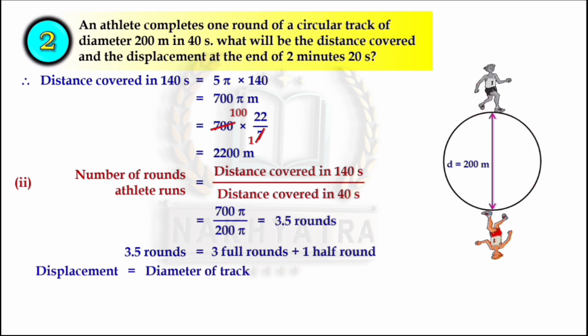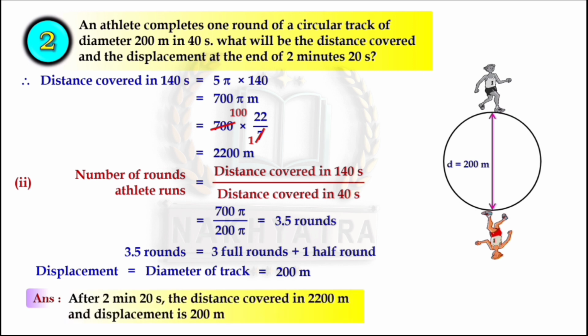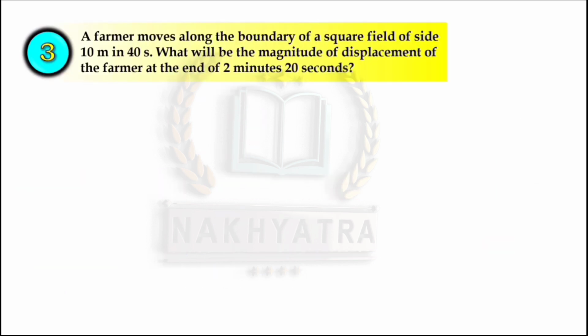So here the displacement equal to diameter of track equal to 200 meter, right? This is the displacement, so it is 200 meter. So the answer is after 2 minutes 20 seconds, the distance covered is 2200 meter and displacement is 200 meter. I hope everyone is clear. Next we will see question number 3.